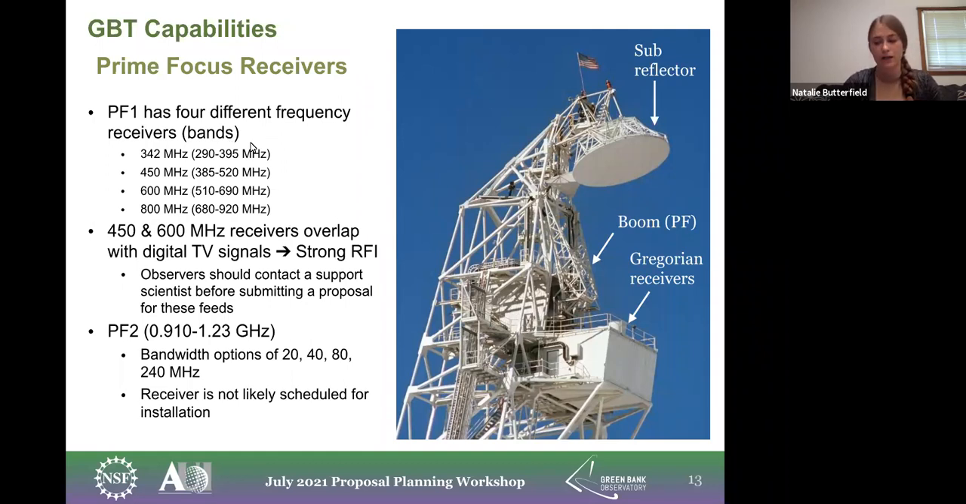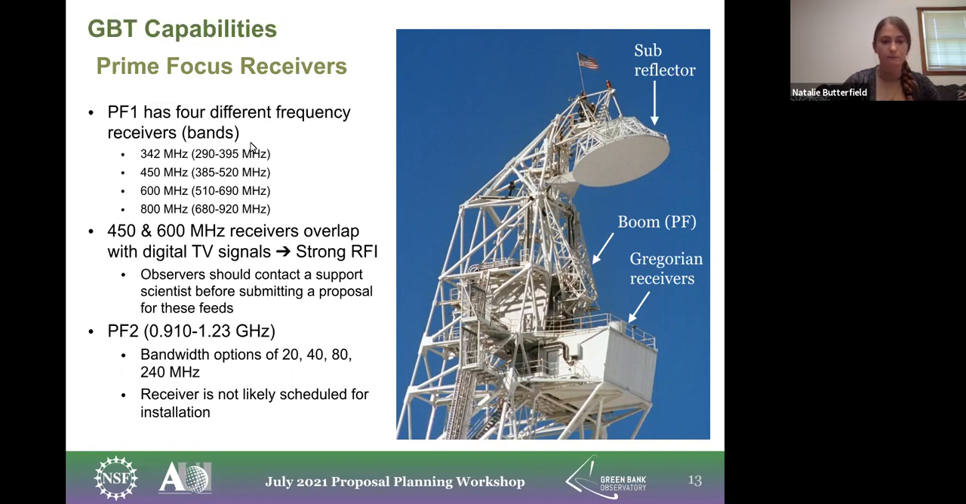The receiver availability for the different prime focus receivers is very dependent on the number of successful proposals, or the A-list proposals, that are submitted for different receivers. So if, for example, 75% of the successful A-ranked proposals are asking for 800 megahertz, then that will be the one that is on the telescope more often than the others. It varies depending on the semester, and that variation is dependent on the successful proposals that were accepted.